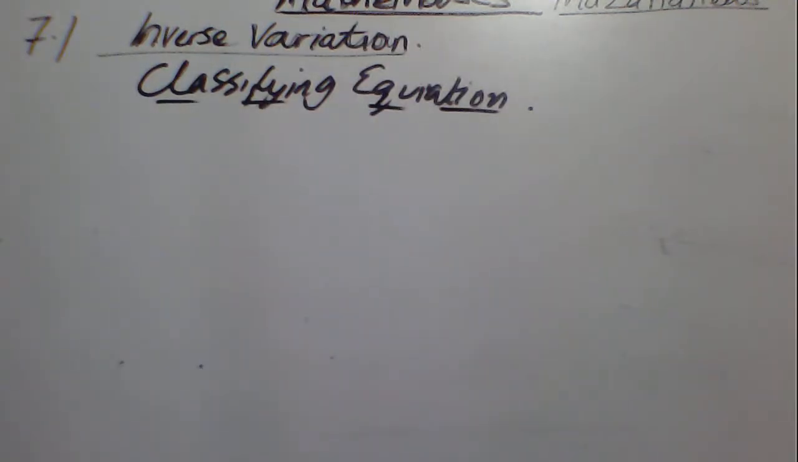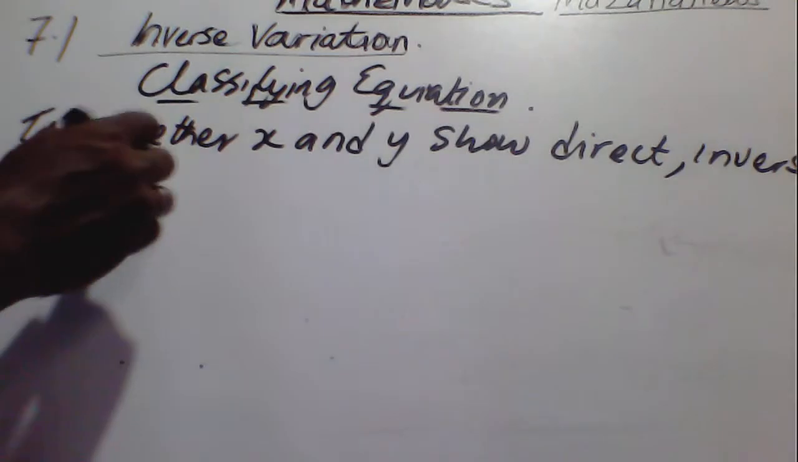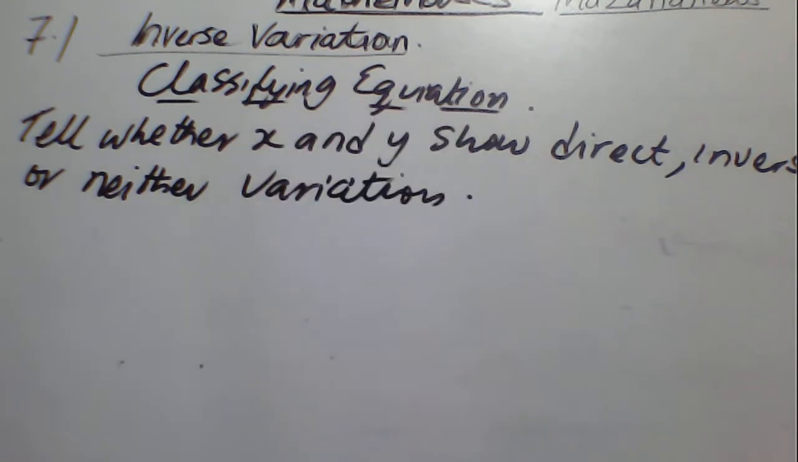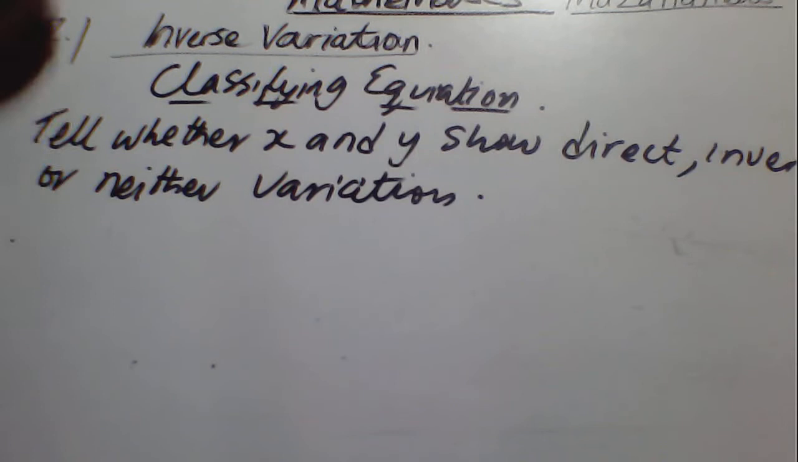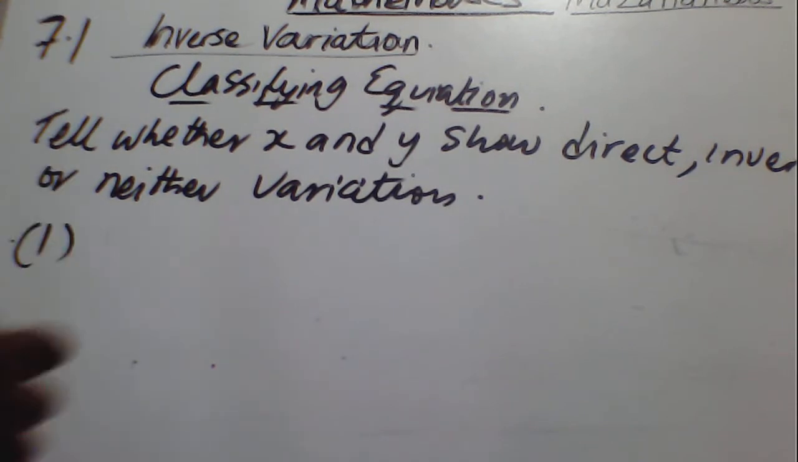Tell whether x and y show direct, inverse, or neither variation. So this is given to you. You are required to show whether any of these is direct, inverse, or neither variation.